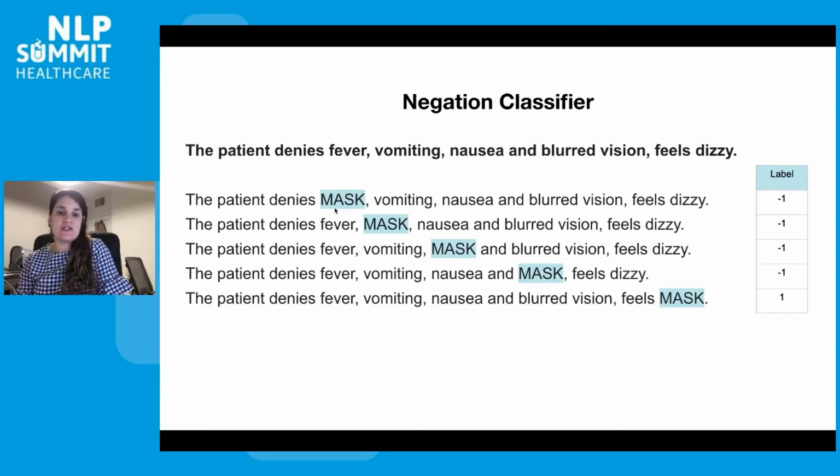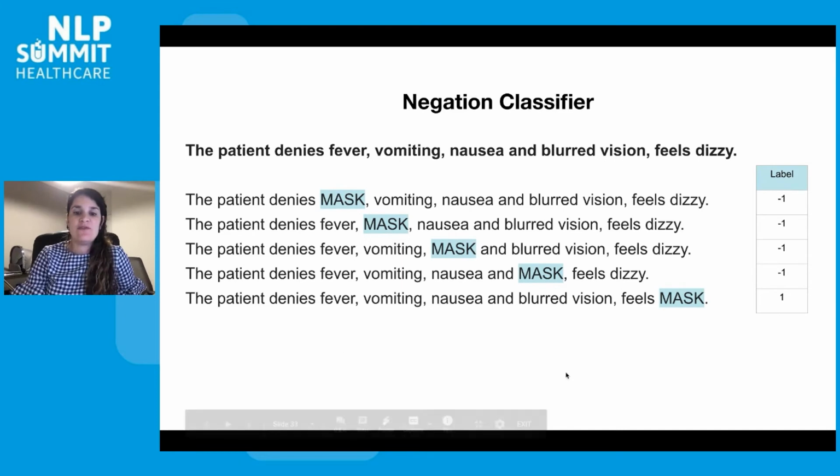Another issue is the generalization of the model. The masking helps us to generalize the model because it doesn't matter to us if the word behind the mask is fever, vomiting, or nausea. It doesn't matter exactly what the word is. What matters to the model is the pattern of the sentence, and we want it to find that "denies" is coming before the word mask, and this causes the model to say that the masked word is negated because of the pattern of having "denies" before this word.